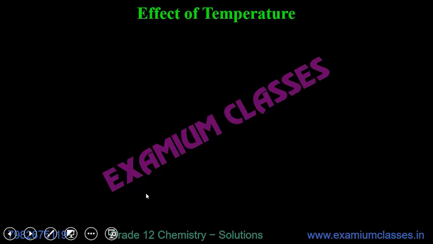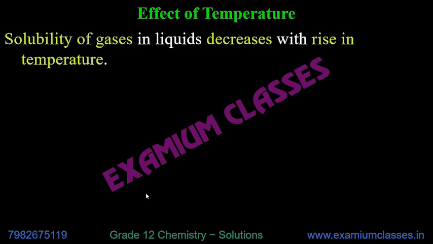If we increase or decrease the temperature in case of gases dissolved in liquid, then what will happen? In this case, it is normally the opposite of what you see if you dissolve, say, sugar in water. If you increase the temperature, in that case, the solubility increases. But here it is the opposite. Solubility of gases in liquids decreases with rise in temperature. So if you increase the temperature, gas comes out of the liquid. That's why solubility decreases.